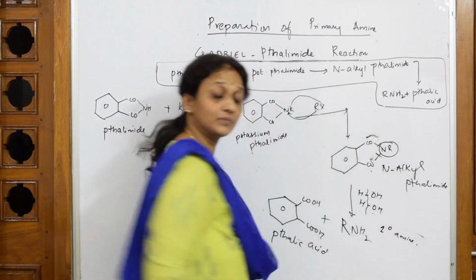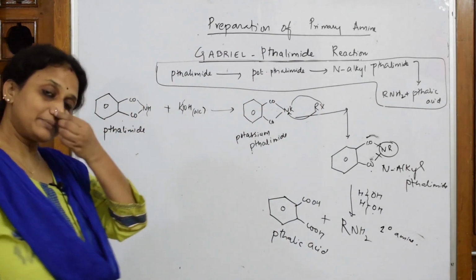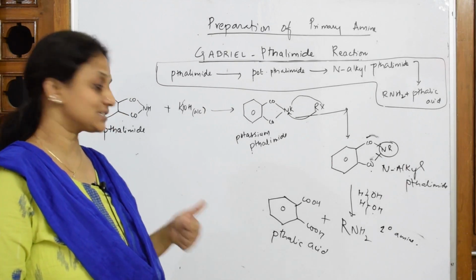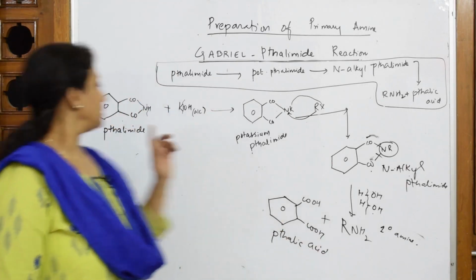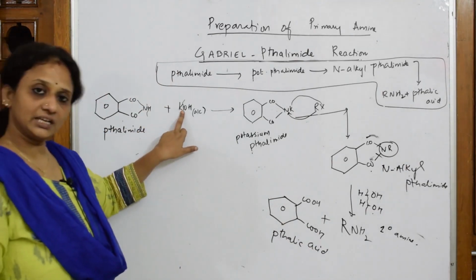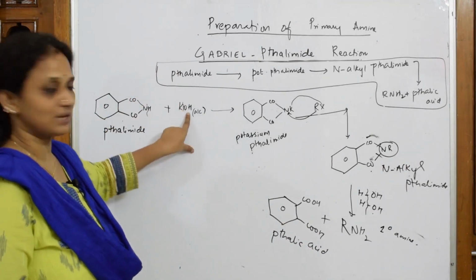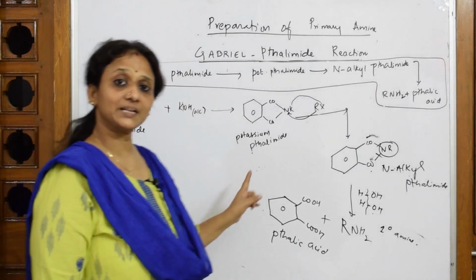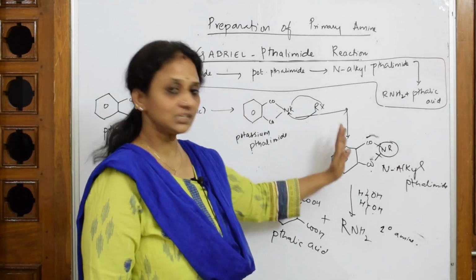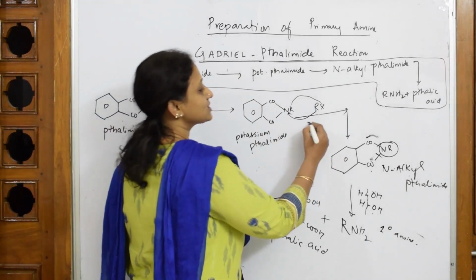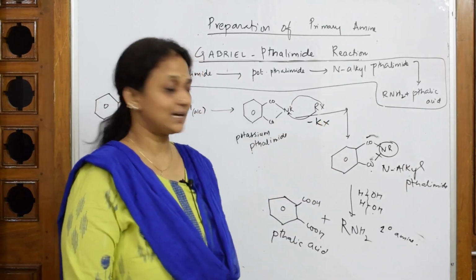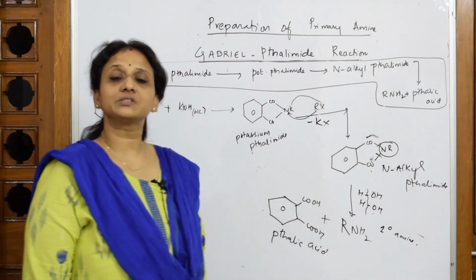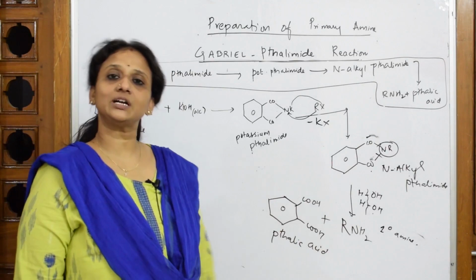So how should I write this name? Word statement. Gabriel Phthalimide synthesis is a reaction which is used to synthesize primary amines. When phthalimide is treated with alcoholic KOH, which is going to supply OH minus ion, hence nucleophilic substitution reaction, and further it's going to form potassium phthalimide, which further in the presence of an alkyl halide, let us write KX here, you're going to get N-alkyl phthalimide, which on further hydrolysis forms phthalic acid and the required primary amine is prepared.